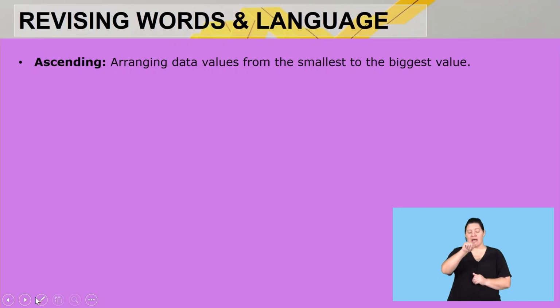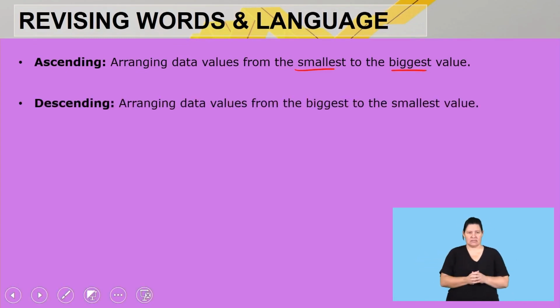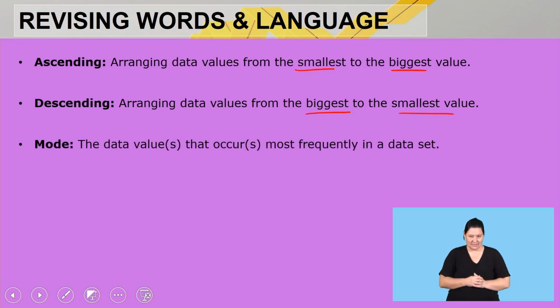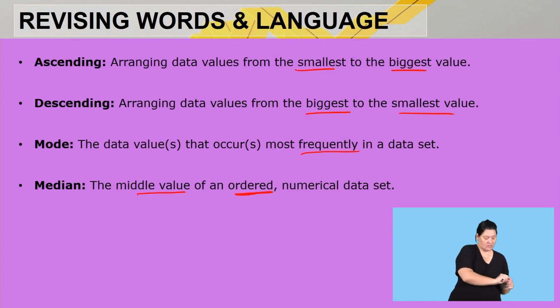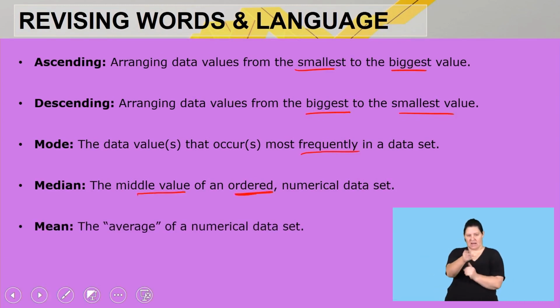And then looking at a few other important words, and you're going to need this as we progress with our lesson. Ascending means to arrange the data from smallest to the biggest value, right? Then we have descending, where we're going to arrange the values from the biggest to the smallest value, right? Can you see the opposite now? Then the mode, that is the data value that occurs most frequently in a data set. We also have the median, where we say it's the middle value of an ordered, very important, an ordered numerical data set. And then we have the mean, where we say that's the average of a numerical data set.